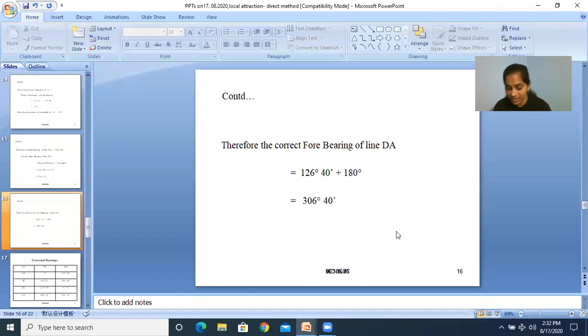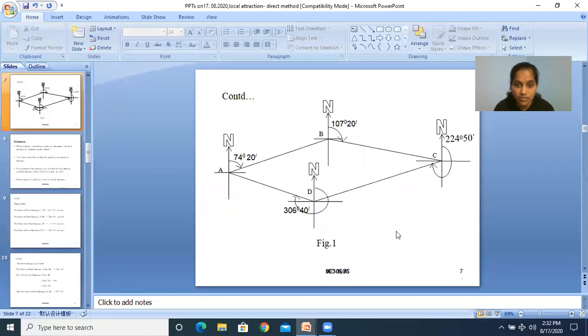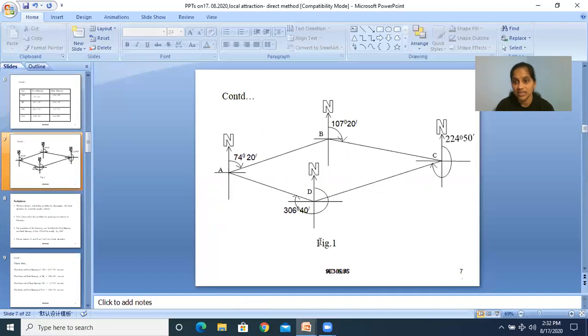You can check whether the observed forebearing of DA line is correct, because station D is free from local attraction. So when we apply this, you can check whether the forebearing of DA line is exactly correct or not. So 306 degrees 40 minutes is the correct forebearing of DA line. Then you can check what is the observed forebearing of DA line. So the observed forebearing of DA line is 306 degrees 40 minutes. Likewise, you can check your values also.